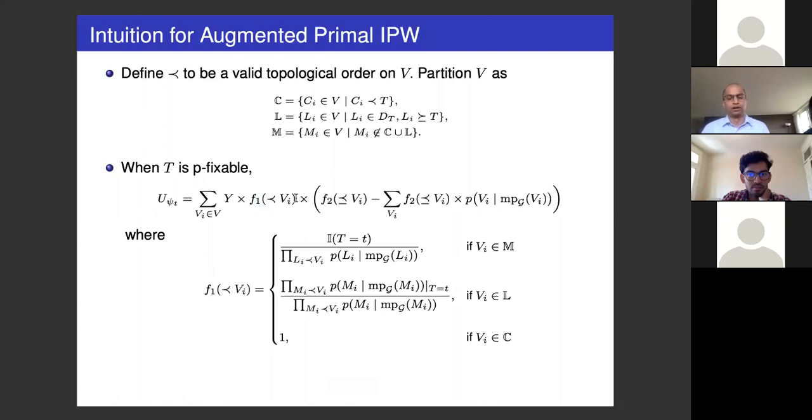So F1 is different depending on which of these sets that we partitioned the vertices of the graph belong to. If the vertex belongs to M, it turns out that F1 is essentially the primal weights had you been interested in V_i as the outcome instead of Y. So if you just treated V_i as your outcome, these are essentially what look like the primal weights. You may be wondering what happened to the numerator. The numerator is actually just absorbed into the F2 term.